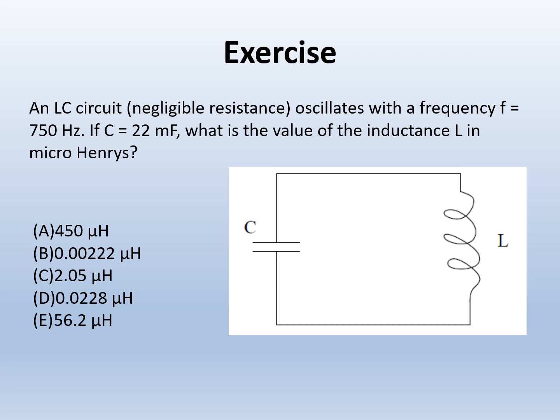We can directly apply the result that we obtained for an LC oscillator in this exercise. The exercise says we have an LC circuit that oscillates with a 750 Hz frequency, and the capacitance value is given, and we are supposed to find the inductance. So we can directly use the frequency equals 1 over 2 pi square root of L times C. Using the capacitor value and the frequency, we can find the value of the inductance. It comes as 2.05 microhenries.